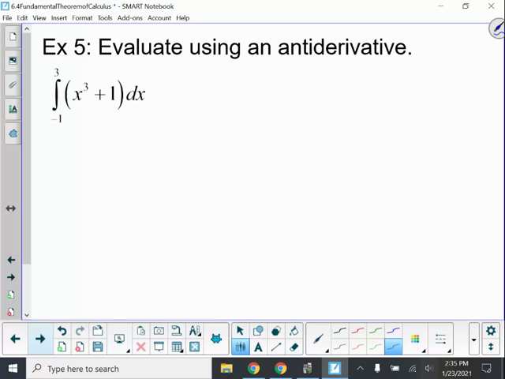That leads us to example 5. We're going to evaluate using an antiderivative. So that's using that fundamental theorem of calculus, the evaluation part.